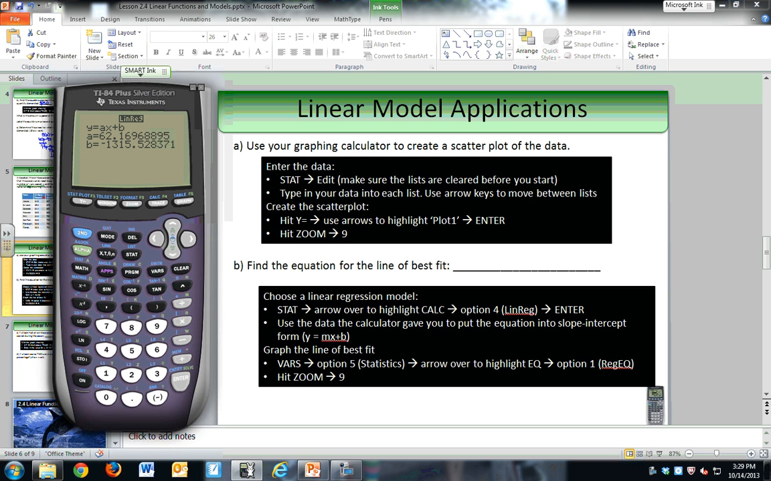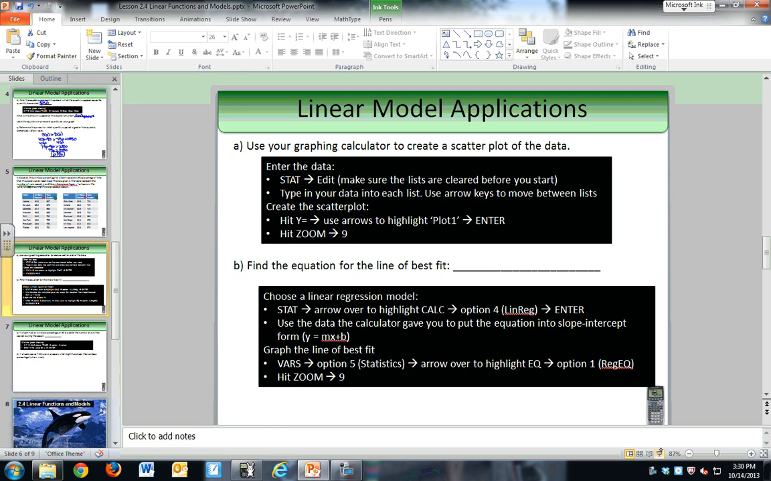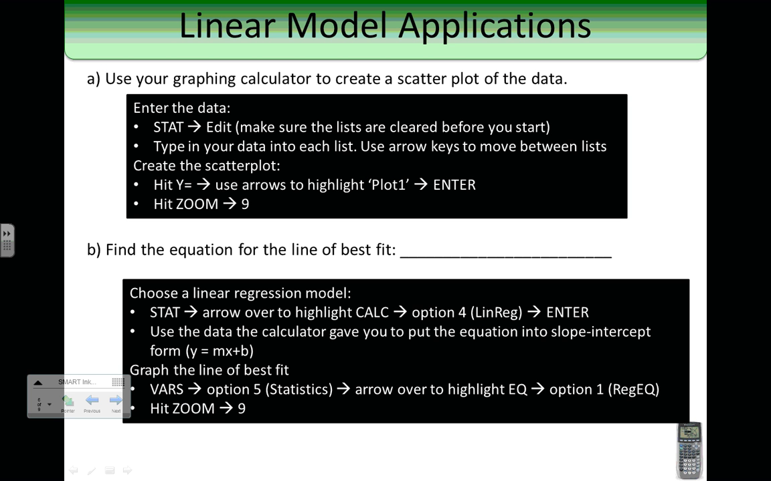So f of x is equal to 62.17x minus 1,315.53. If you have your handout, go ahead and put that in for the equation for the line of best fit.